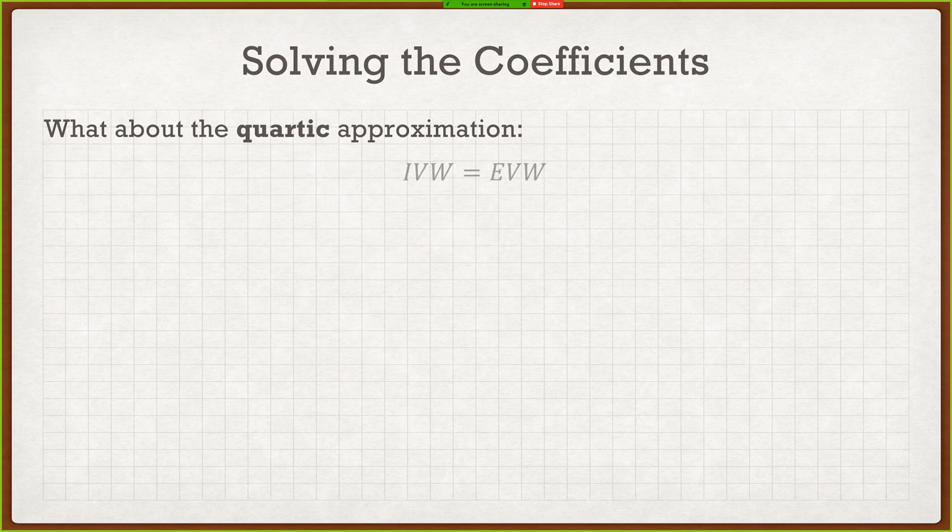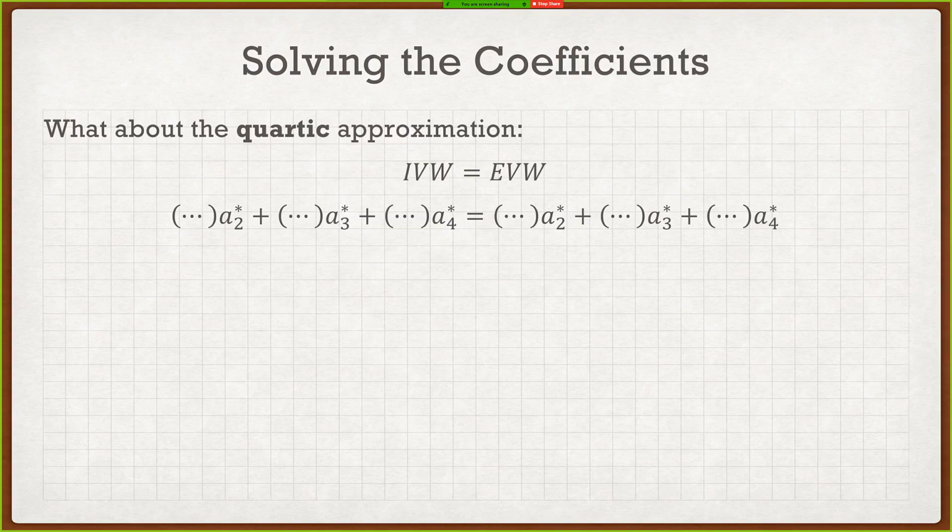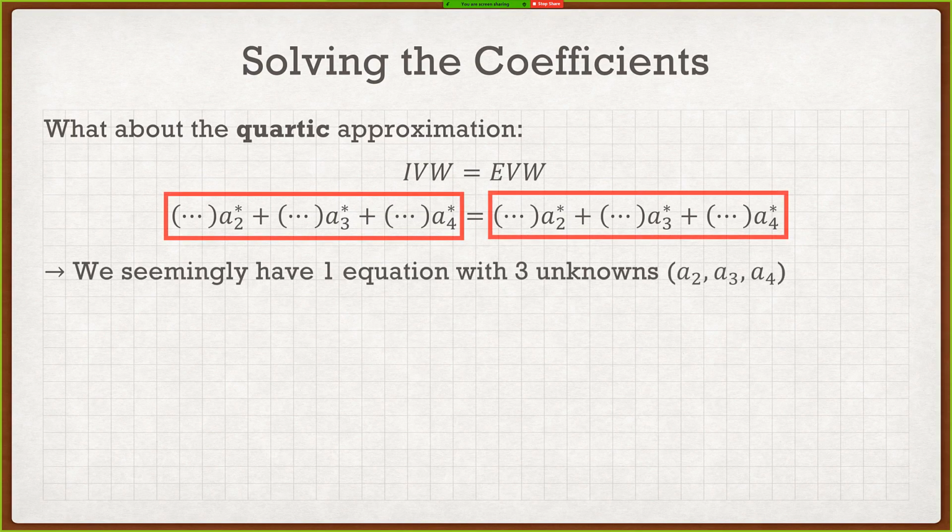of the quartic approximation, what you guys are going to see is it's going to look something like this, where we have something, something, something times A2 star plus something, something, something times A3 star plus something, something, something times A4 star is equal to, and basically the same thing on the other side. Now this looks like a problem because we have one equation with three unknowns. Those unknowns are going to be A2, A3, and A4.